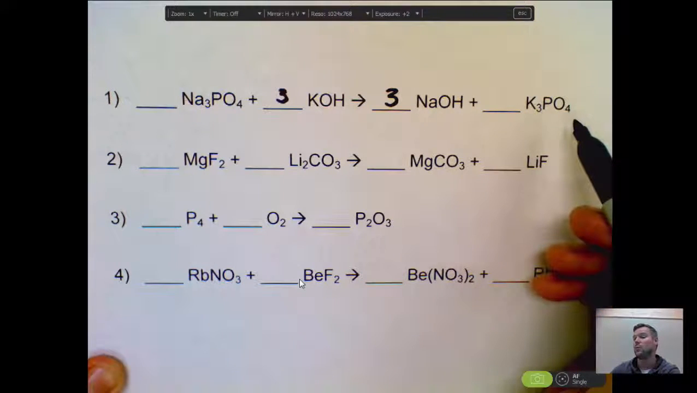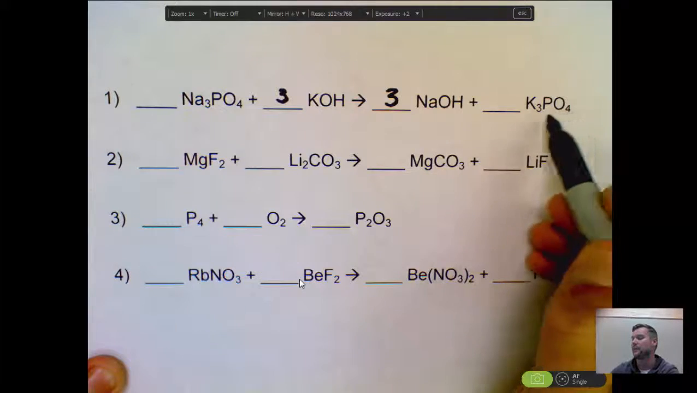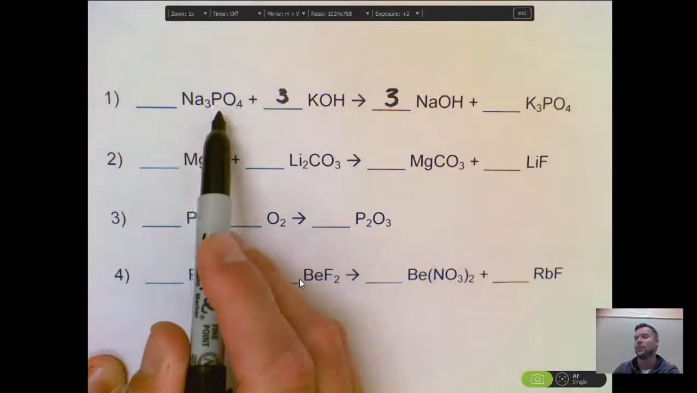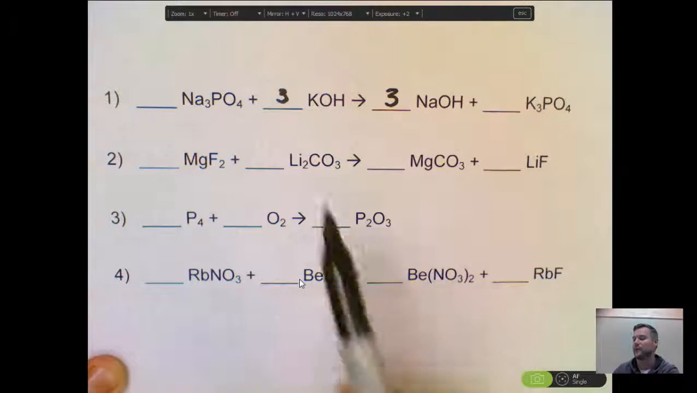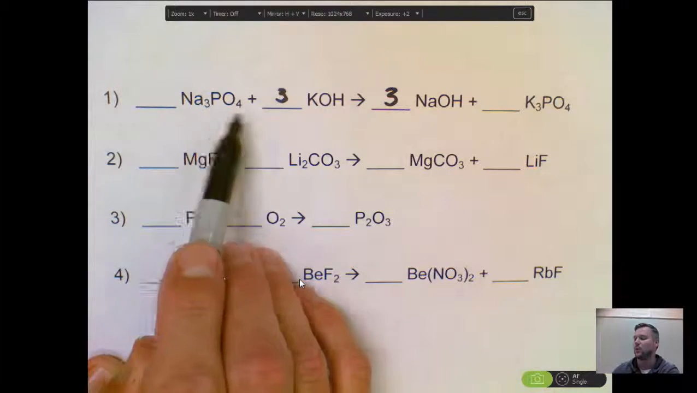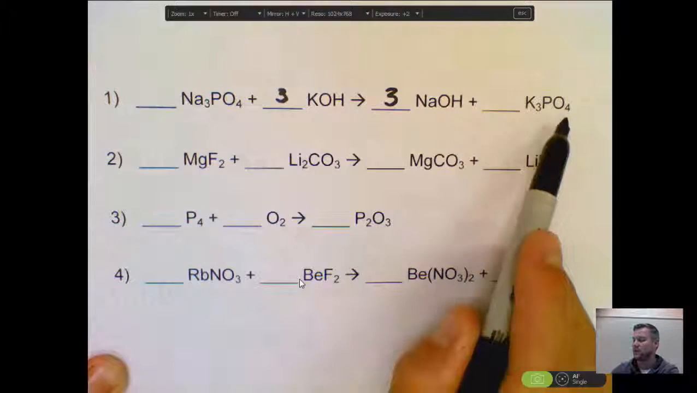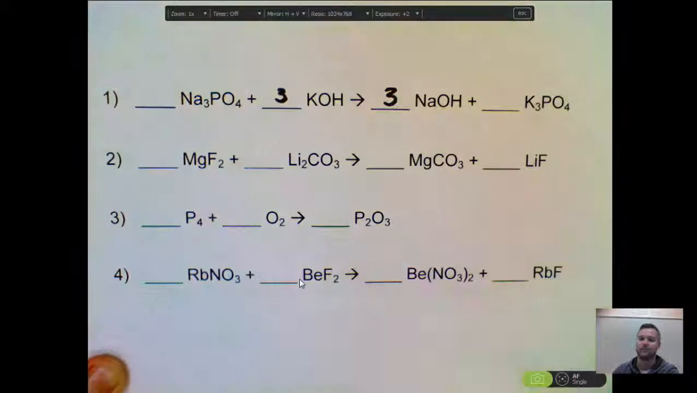I know there's only one because there's not parentheses with a subscript, so there's only one copy of this. It's only written once. There's one PO4, so this equation is balanced. You could also go and check individual atoms, 3 sodiums, 1 P, 4 O's there. This O is separate, 3 O's, 3 H's, 3 H's.